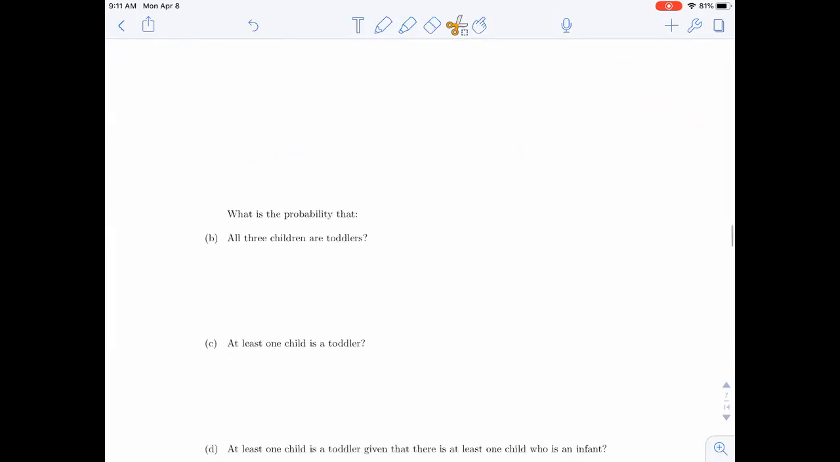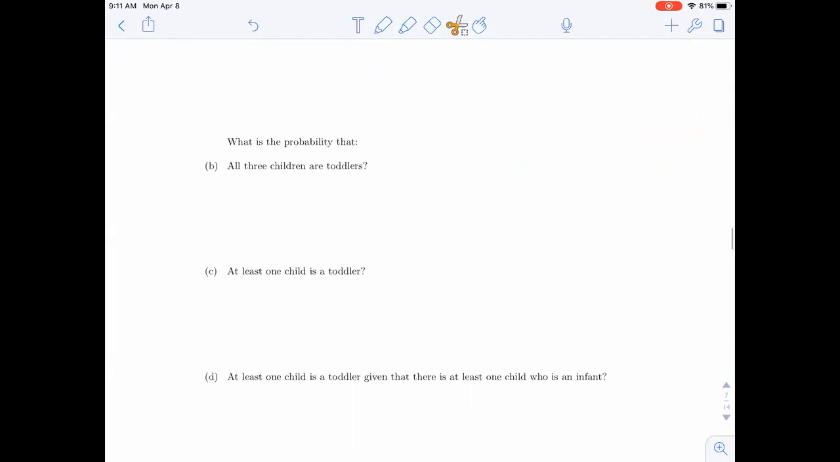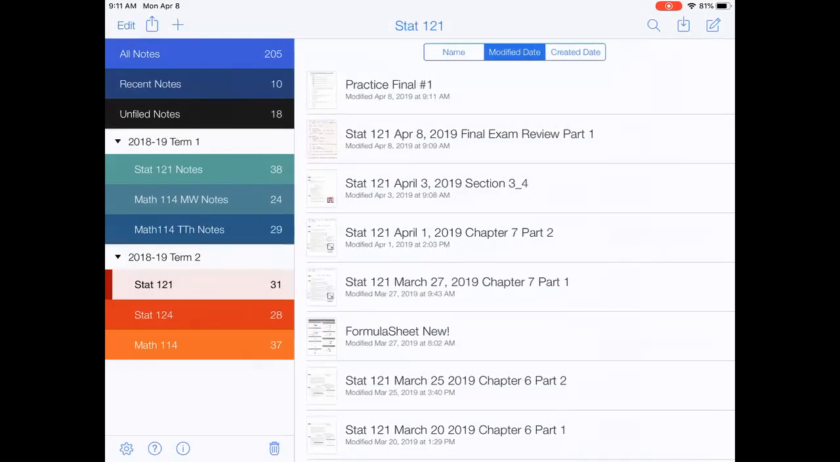And then you're going to find some probabilities. What's the probability that all 3 children are toddlers? What's the probability that at least 1 child is a toddler? And then, at least 1 child is a toddler given that there's at least one child who's an infant of these three. So we'll start with building the tree diagram.